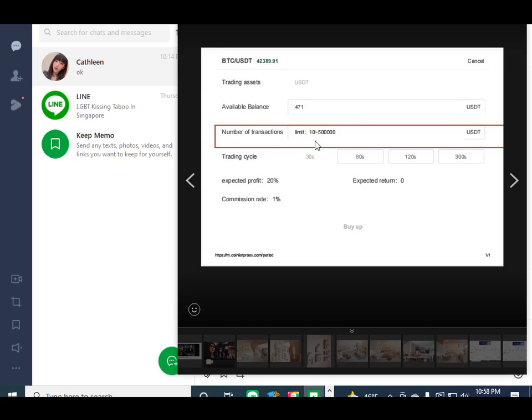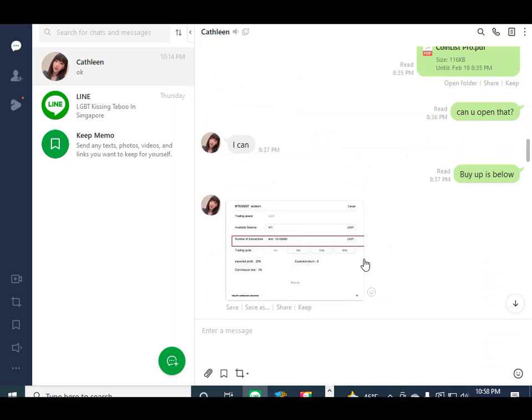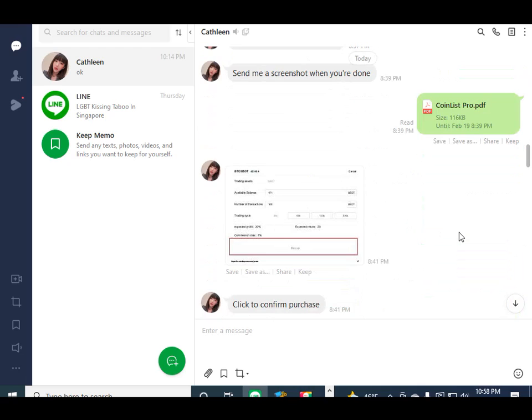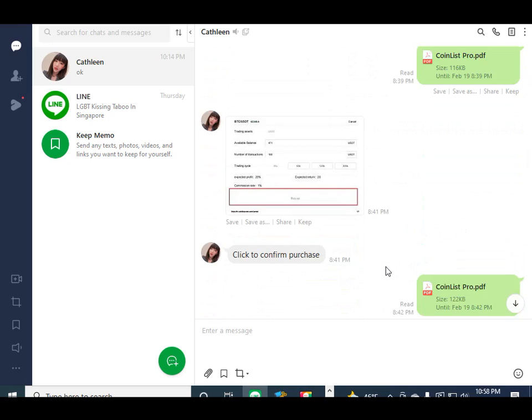See, right there. This is where she's right there. And right in there, she had me put in an amount. The first amount was like 100, and that's US dollars, USDT. Enter 100 USDT where I mark right there. Send a screenshot when you're done. Right there. Click to confirm purchase.